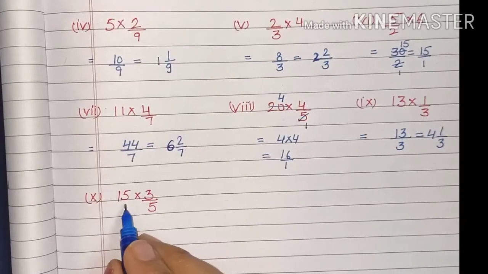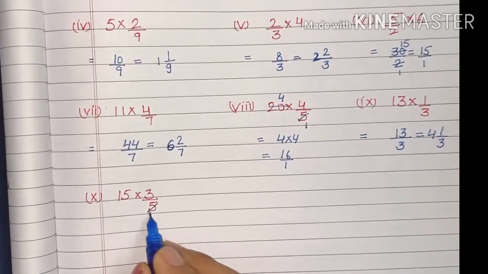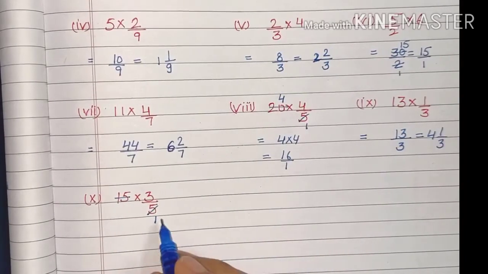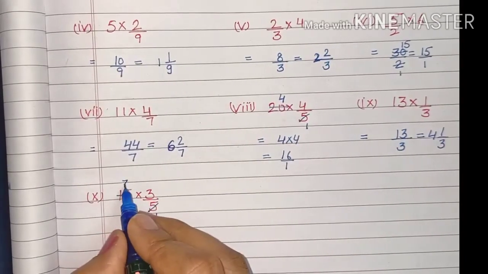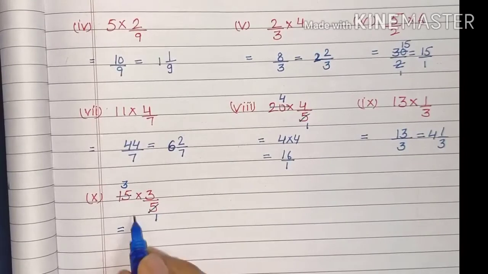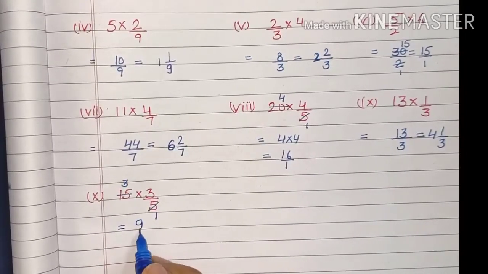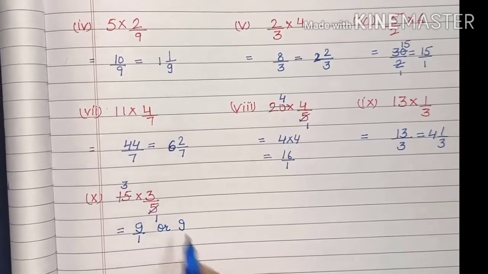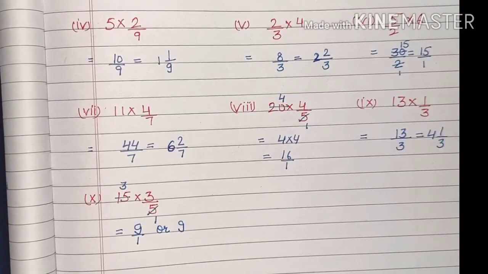10th part, it is 15 into 3 upon 5. So we will first reduce into lowest terms. So 5 1s are 5, 5 3s are 15. So it will be 3 into 3, that is 9. Upon 1 you can write, or you can write only 9. So this is the solution of question number 3.